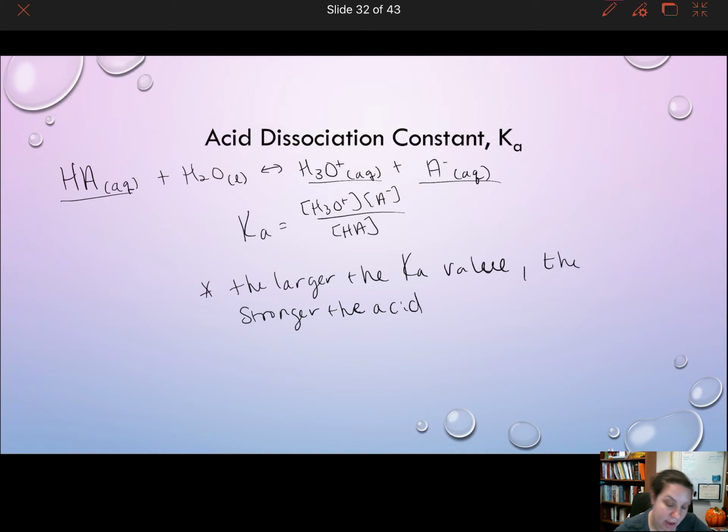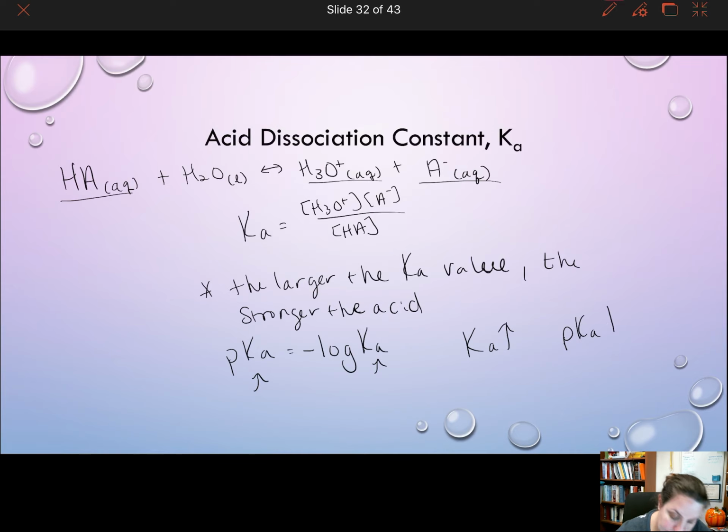And we can look at it another way, called pKa, where pKa is equal to negative log Ka. The larger this term, the smaller this term. So it's the same idea as pH and hydronium. So a larger Ka means a smaller pKa. So that's another way of looking at the strength of our acid.